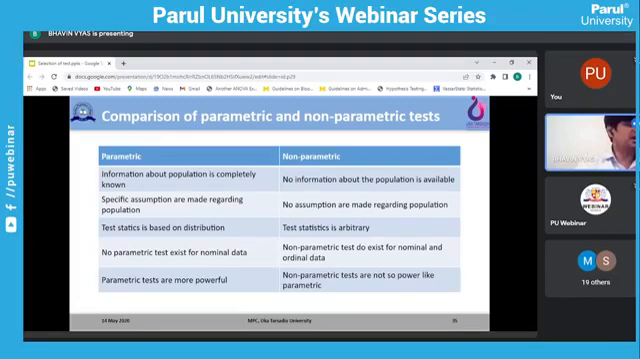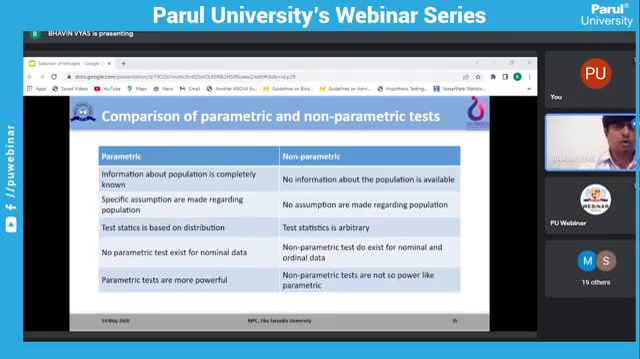During my presentation, I gave something about the two kinds of test, parametric and non-parametric. This is the difference between parametric and non-parametric tests. When I do a parametric test, the information about the population is completely known. In case I don't know anything, then I can select non-parametric. Oh, I forgot about this.